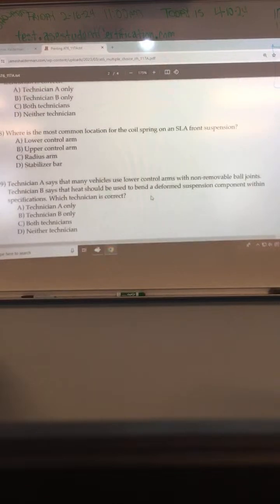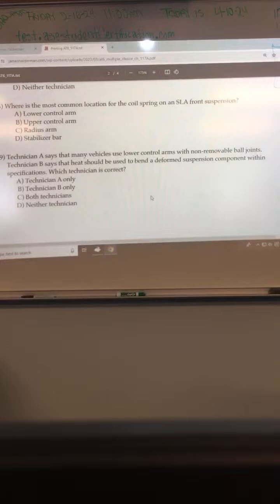Number 8. Where is the most common location for the coil spring on an SLA front suspension?